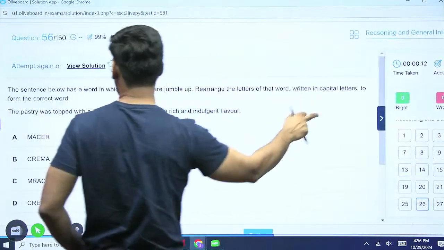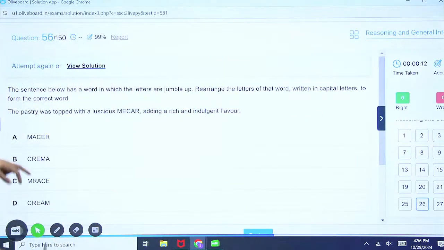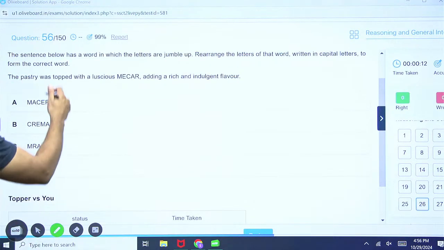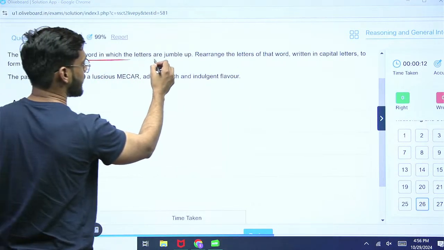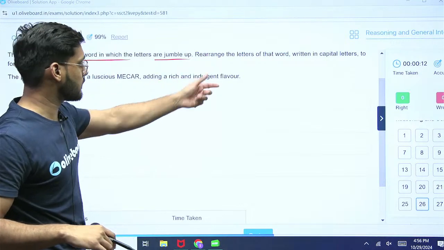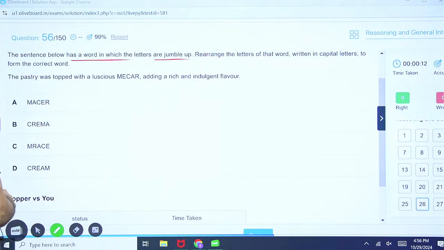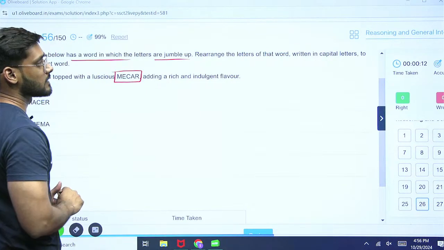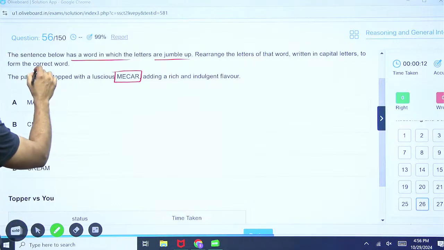26th question on your screen. The sentence below has a word in which the letters are jumbled up. We need to rearrange the letters of that word, written in capital letters, to form the correct word.